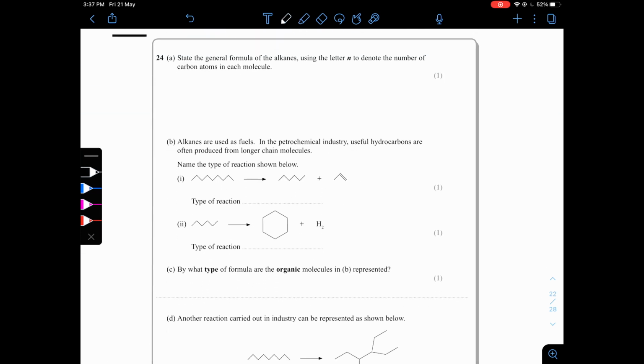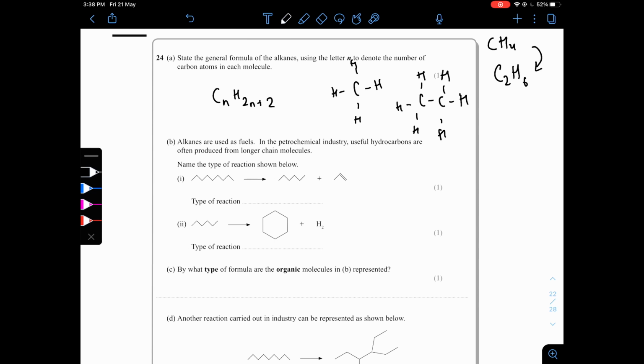24A, state the general formula for alkanes. The alkanes are usually CnH2n plus 2. If you forget, you can always remember CH4 and then compare it to C2H6 and see the pattern. You can see the pattern from here to here, and you can keep going. Cn is increasing by 1, and H2n plus 2. You can always remember it by drawing the diagrams. So that is the answer for this.